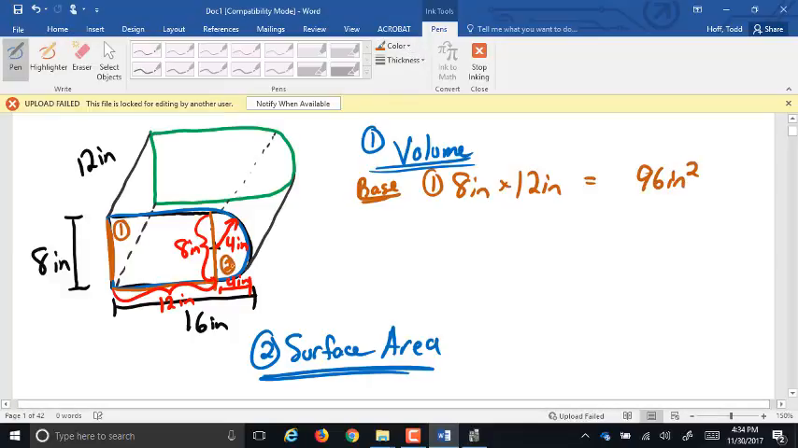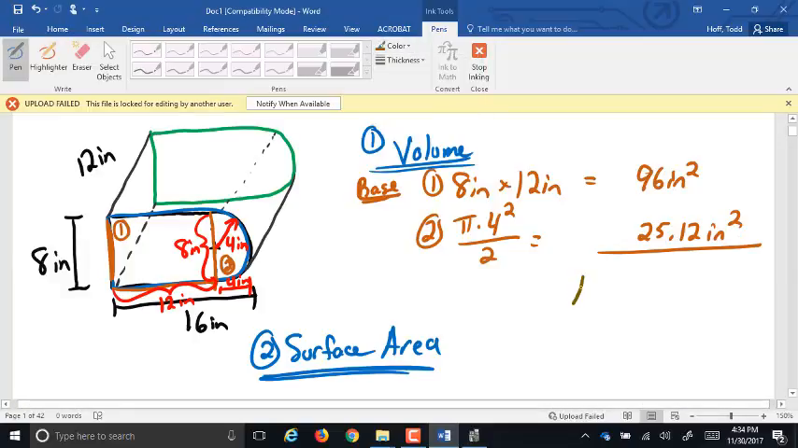The second piece then is the half circle. That is pi times the radius, 4, squared, divided by 2 because it's a half circle. So pi times 4 squared is just the area if that were a full circle with a radius of 4. We divide it by 2 because it's a half circle. That comes out to be 25.12 inches squared. So we add that up. The area of the base is 121.12 inches squared.